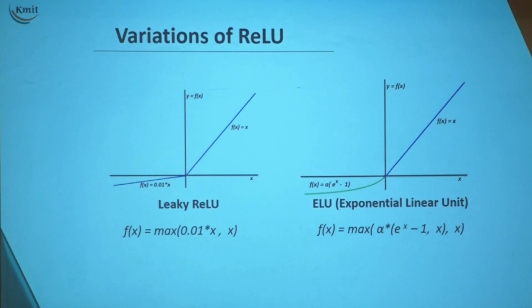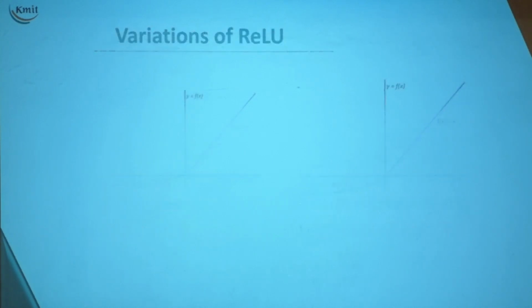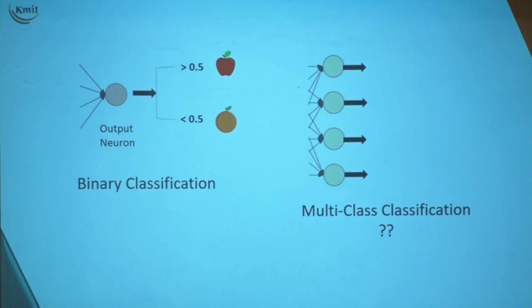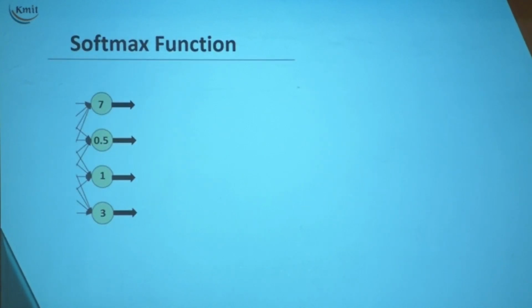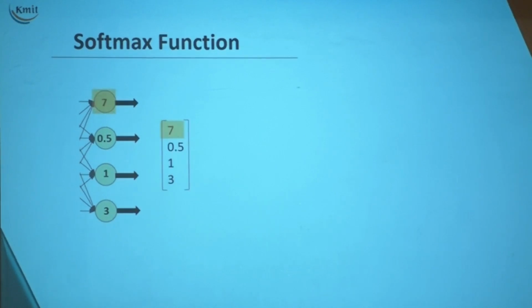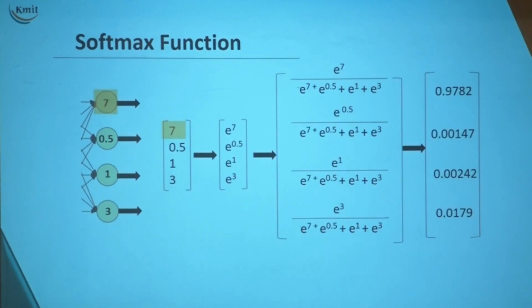Next, we have variations of ReLU, like Leaky ReLU and so on. We'll discuss that later in depth. So for binary classification, we use sigmoid. Then how about multi-class classification? In multi-class classification, we'll be using the softmax function, which will give us what? The probabilities. The probability by this calculation: the probability that it is 7 is 0.97. The other values are less.